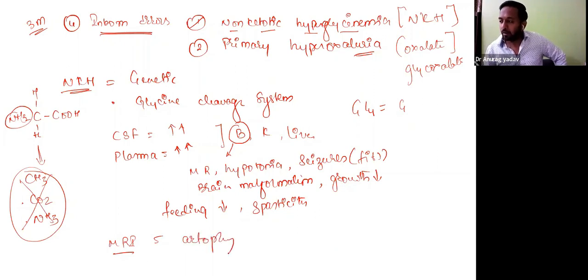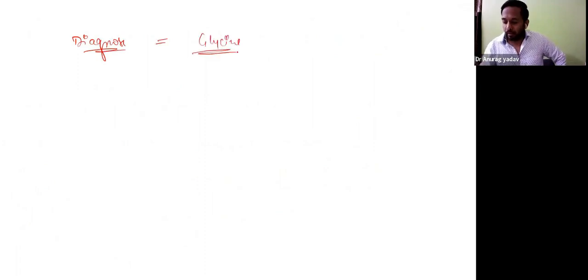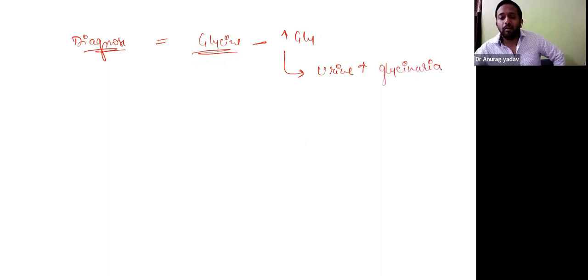How do you diagnose? You can diagnose by simply measuring the glycine levels. You'll see an increase in glycine. Because it is water soluble, urine is also high, hyperglycinuria. In the blood it is increased, and in the urine it is also increased. So you can diagnose by these. One feature of this is that ammonia levels are normal.